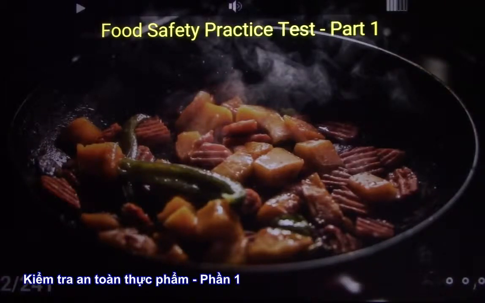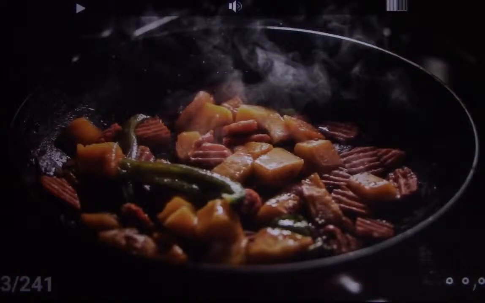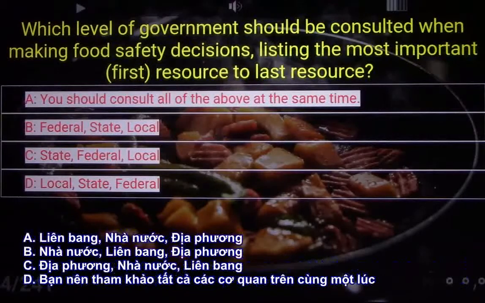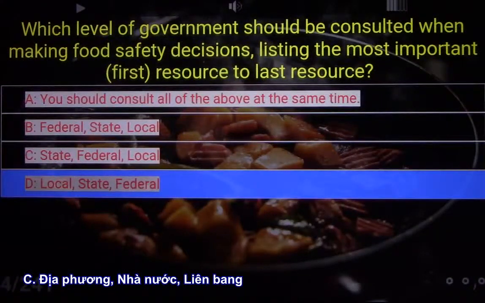Food Safety Practice Test, Part 1. Which level of government should be consulted when making food safety decisions, listing the most important first, to last resource? D. Local, state, federal.